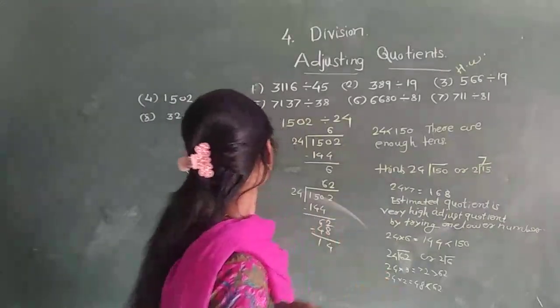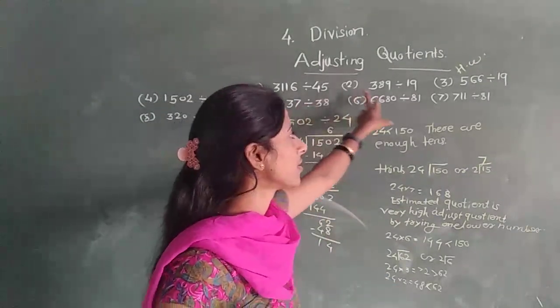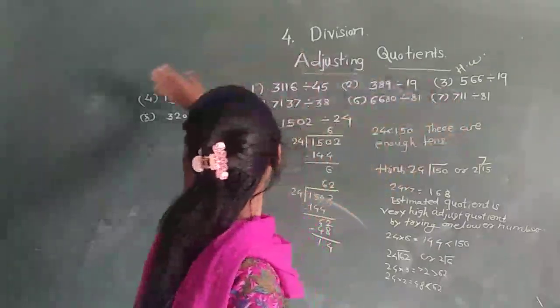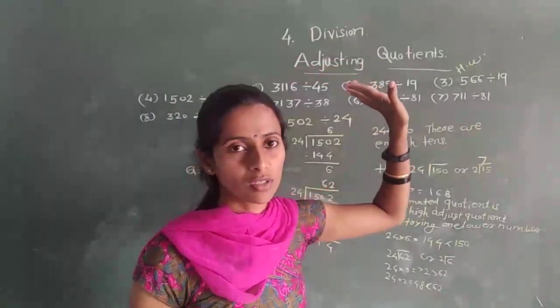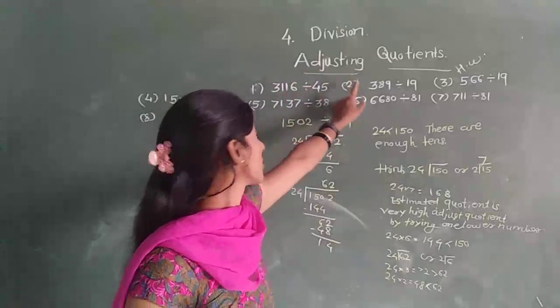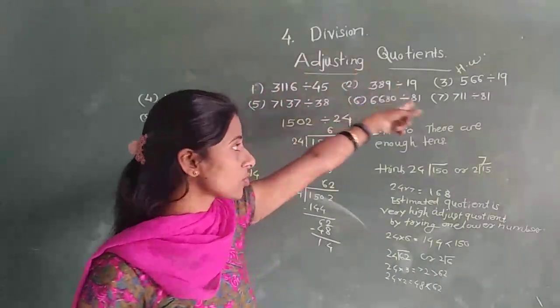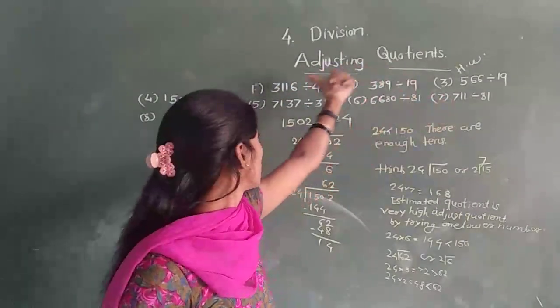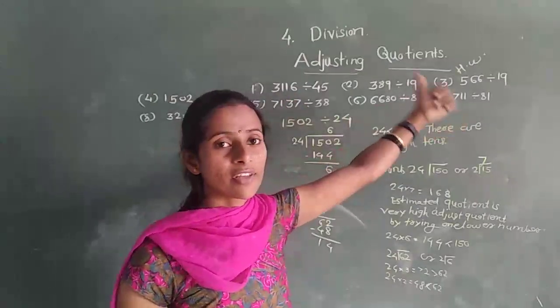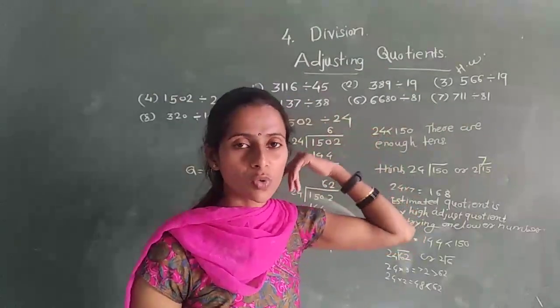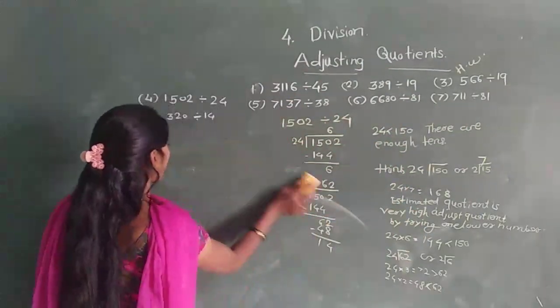Clear? And the remaining examples, 5th, 6th, 7th, 8th, are homework. So solve the first, second, third, and the 5th, 6th, 7th and 8th as homework. Okay, so we see the next example.